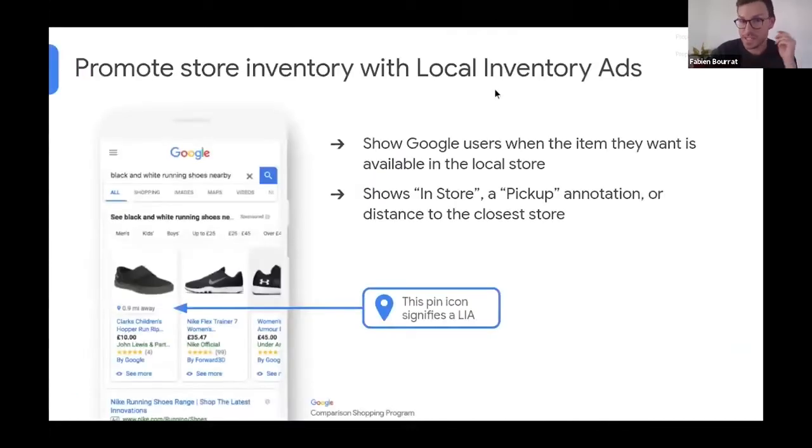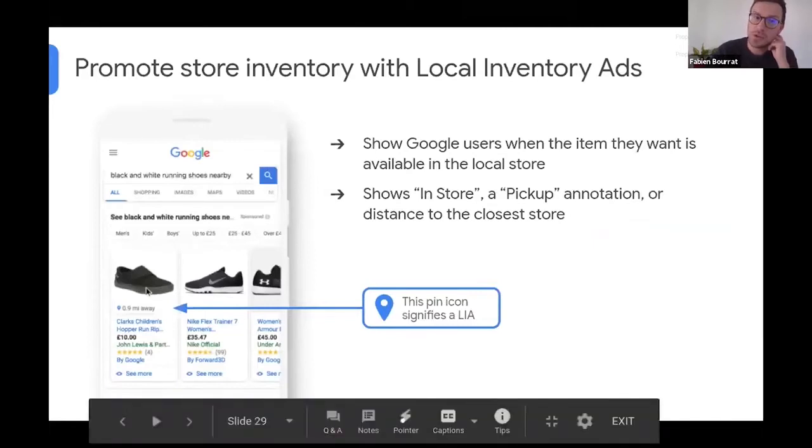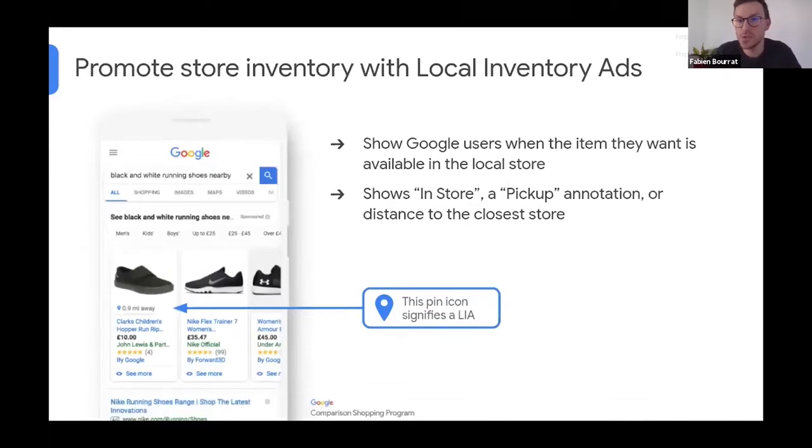How it looks like this. You can see here below the picture, it is written 0.9 miles away. This is an indication to the user where they can actually buy the product they see online.